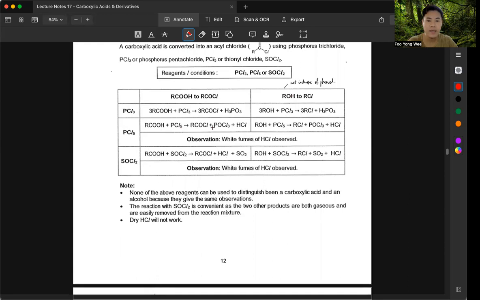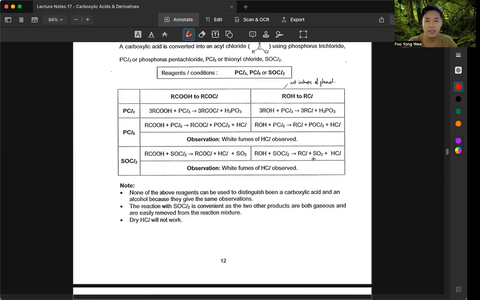PCl5 is the same, just that the byproducts are different. Instead of H3PO3, you form POCl3 and HCl. As for alcohol, which you have also covered, it is POCl3 and HCl also. And only for PCl5, you will observe the formation of white fumes of HCl. All right. SOCl2, you form RCOCl, HCl, SO2 here.